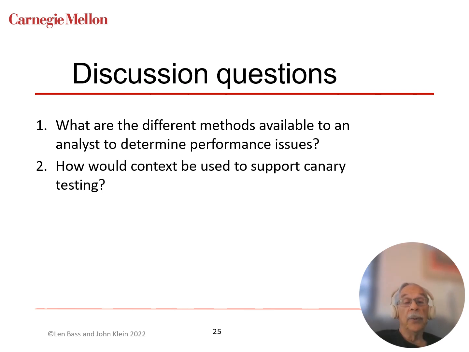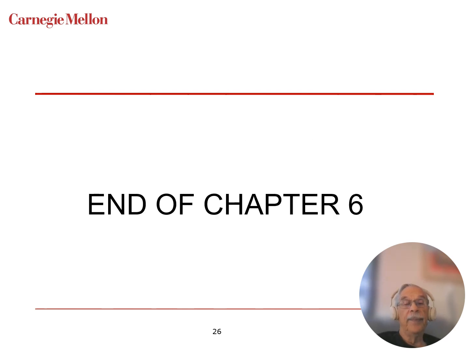So a couple of discussion questions. What are different methods available to an analyst to determine performance issues? One reason for getting measurements is to look at performance and see what can be improved. How do you do that? And how would you use context to support canary testing? Well, we haven't talked about canary testing, so that's a little bit irrelevant. And that's what we're going to say about measurements. It comes back when we get to DevOps and talk about incidents.